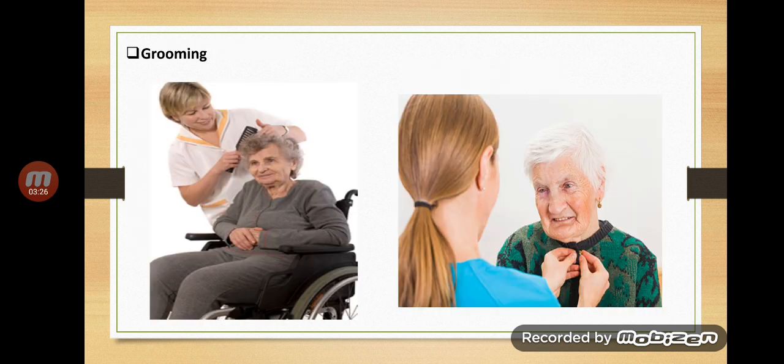And then next is grooming. Grooming is also one of the most important daily living activities. Okay, so we have to assess whether the patients are able to groom by themselves, meaning they can comb their hair, or they can dress up by themselves. Okay, all those grooming things, whether they can do by themselves or not, we have to assess, and if they are unable to do so, then we have to assist them. We have to do it for them, or we have to assist them.